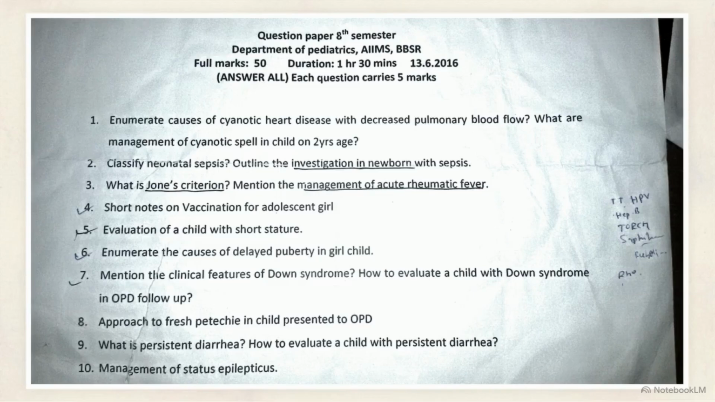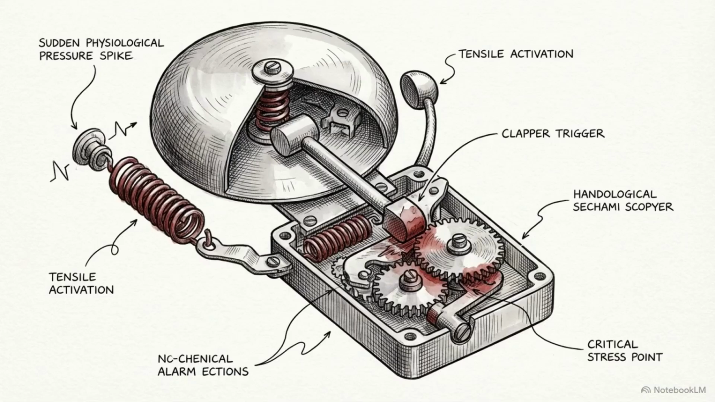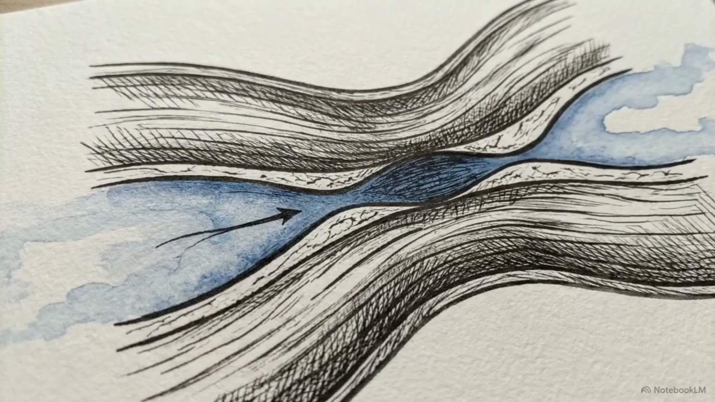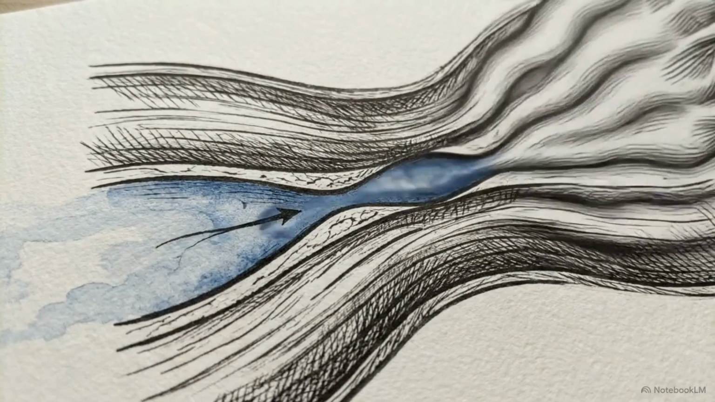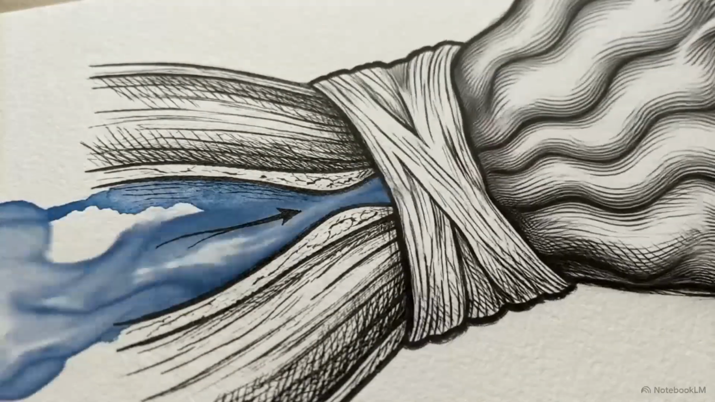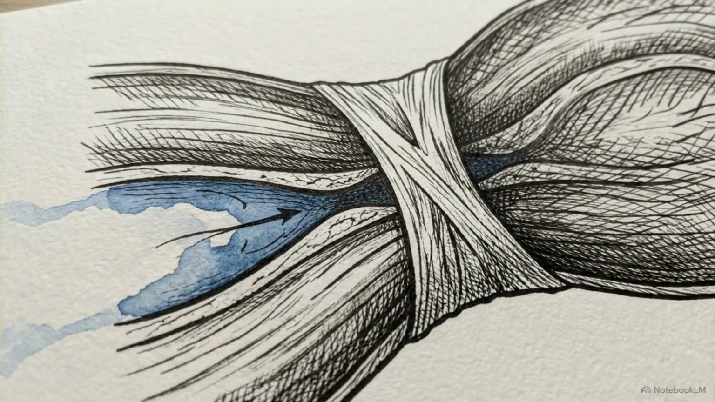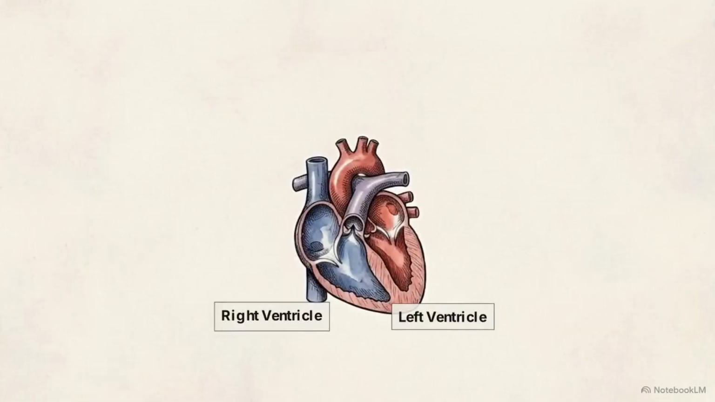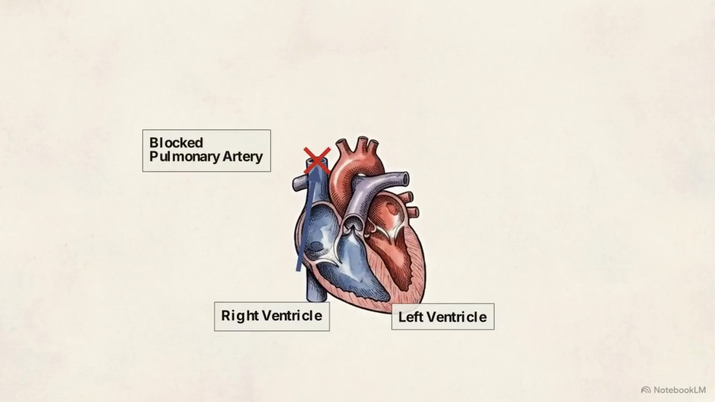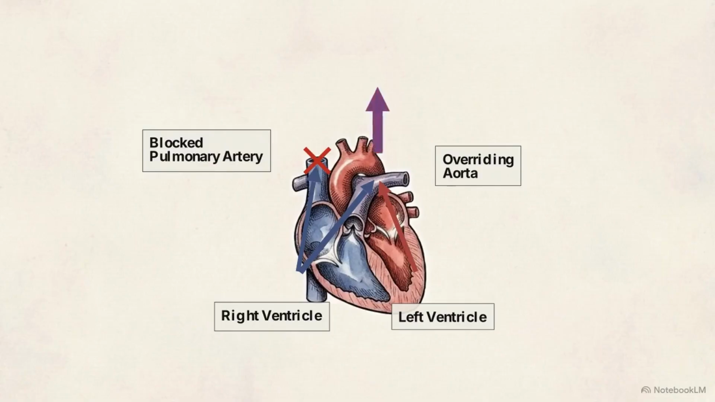We arrive at the final, highest yield exam prompt, the emergency management of a cyanotic spell, or TET spell, in a 2-year-old child. The physiological trigger of a TET spell is a sudden, drastic increase in right-to-left shunting. Mechanically, this is caused by a violent spasm of the infundibulum, the muscular funnel leading out of the right ventricle, completely choking off pulmonary blood flow. This diagram shows the immediate consequence. Deoxygenated blood hits the blocked pulmonary artery and is forced entirely out the overriding aorta, causing profound systemic cyanosis.